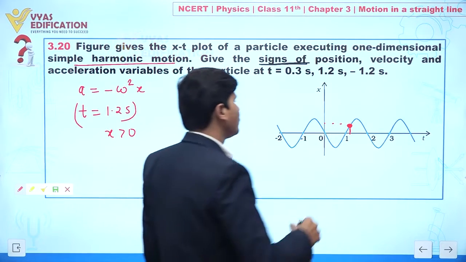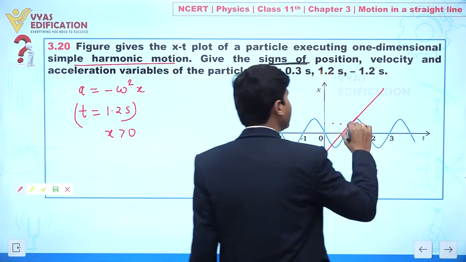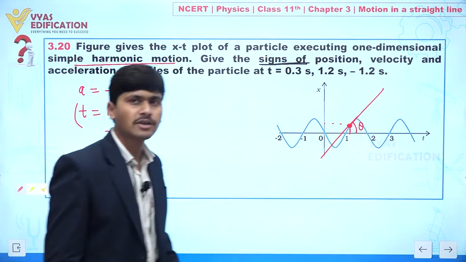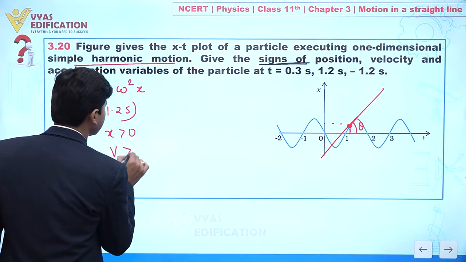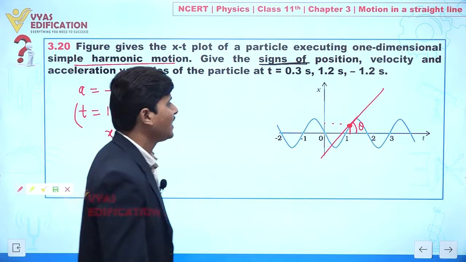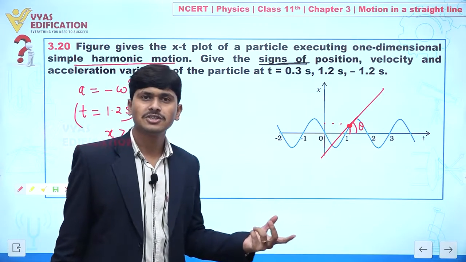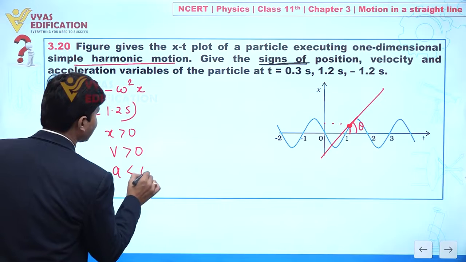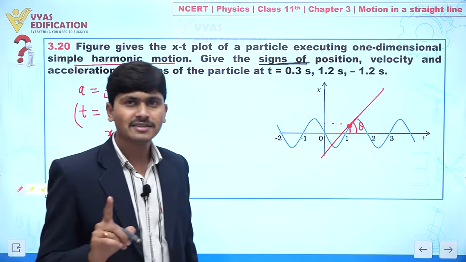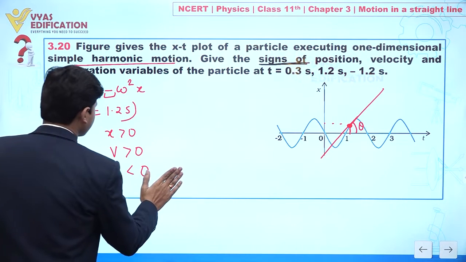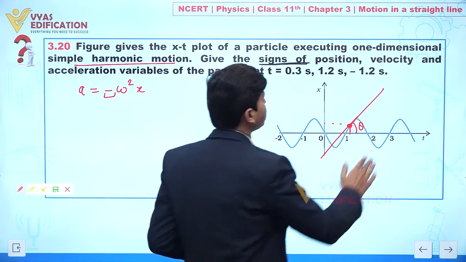What about velocity? If we draw a tangent here, definitely we have a positive slope. Slope means what? We can find this theta, and this theta is an acute angle, less than 90, so we will find it positive. So, we can say velocity is greater than 0. Clear? And what about acceleration? When we have x greater than 0, acceleration is less than 0, because here we have a negative value. Clear to everyone? Yes or no? Yes. Clear?